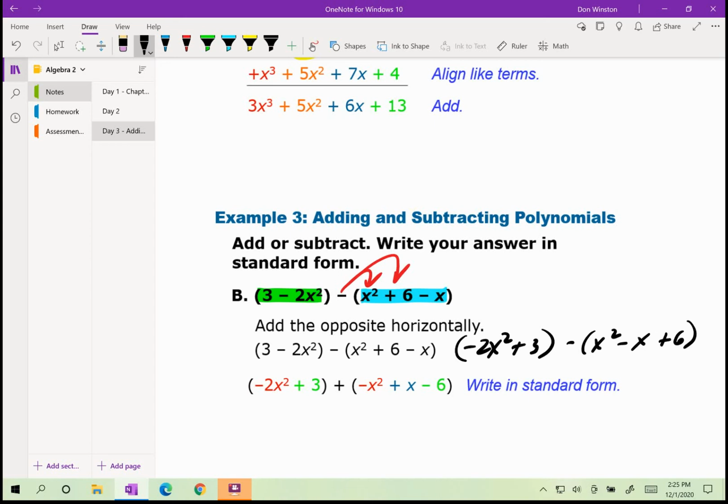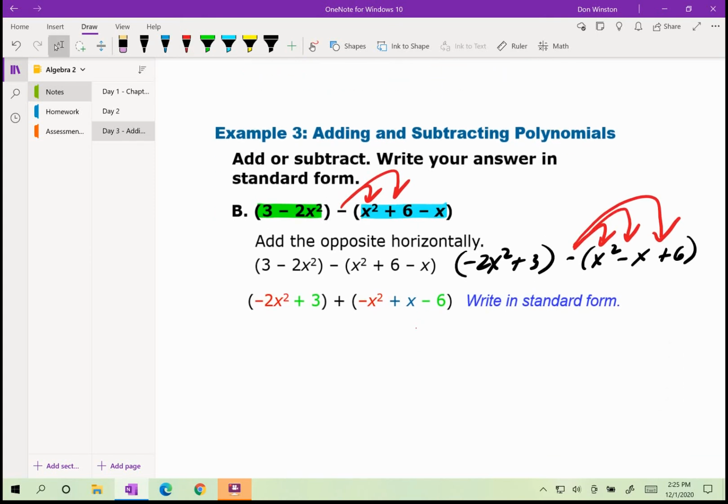All right, now we'll go ahead and subtract. We'll distribute that negative. A negative times a positive will give me a negative x squared, which is what you see there. A negative times a negative will give me a positive x. And then a negative times a positive will give me a negative 6. So everything is in standard form and the negative is distributed. Now we can just add vertically. Notice here I have a negative 2x squared, so I'll be working with this polynomial. I have a negative 2x squared.